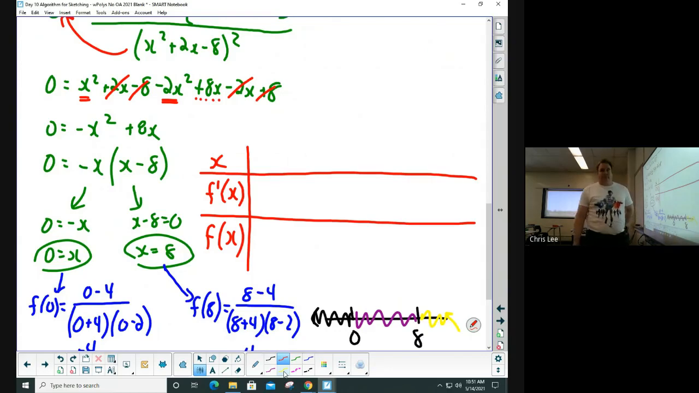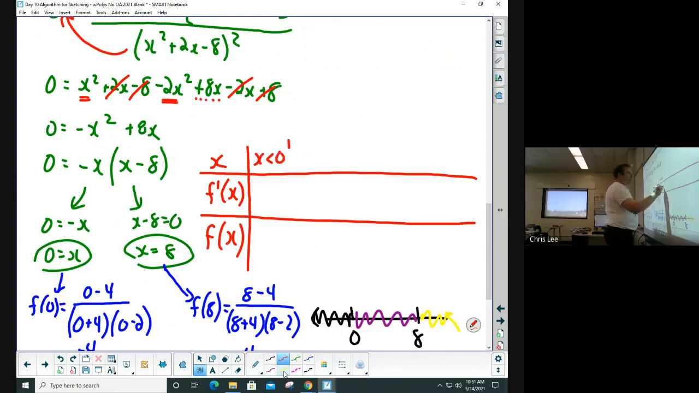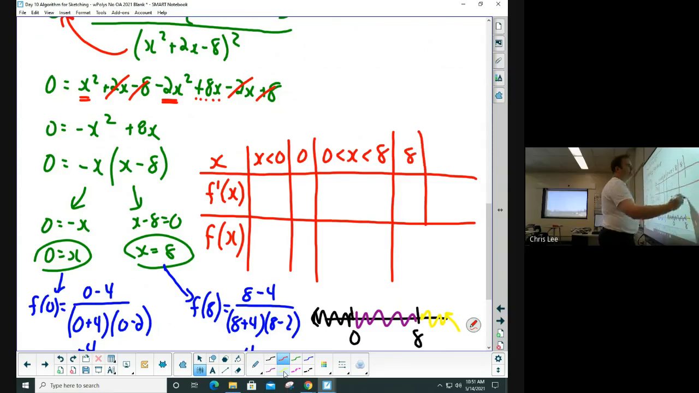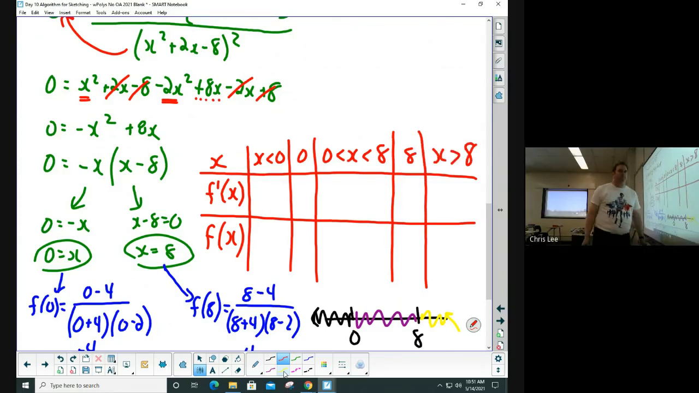All right. I can try. Okay, Delaney, great. So it's when x is smaller than 0. Perfect, good. And then when x is 0. Yep. And then when x is greater than 0 but smaller than 8. Right. And then when x is 8. Mm-hmm. And then when x is greater than 8. Perfect. Good job.